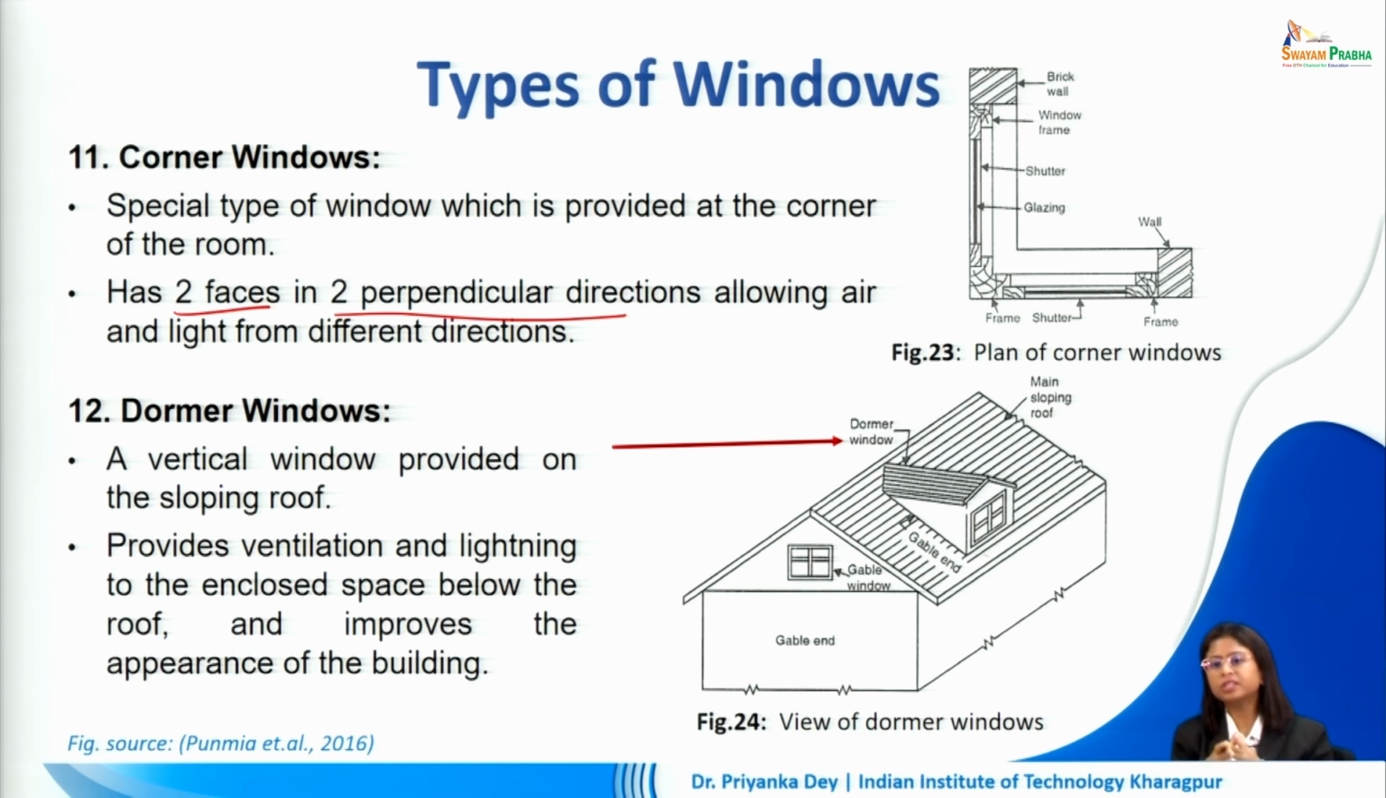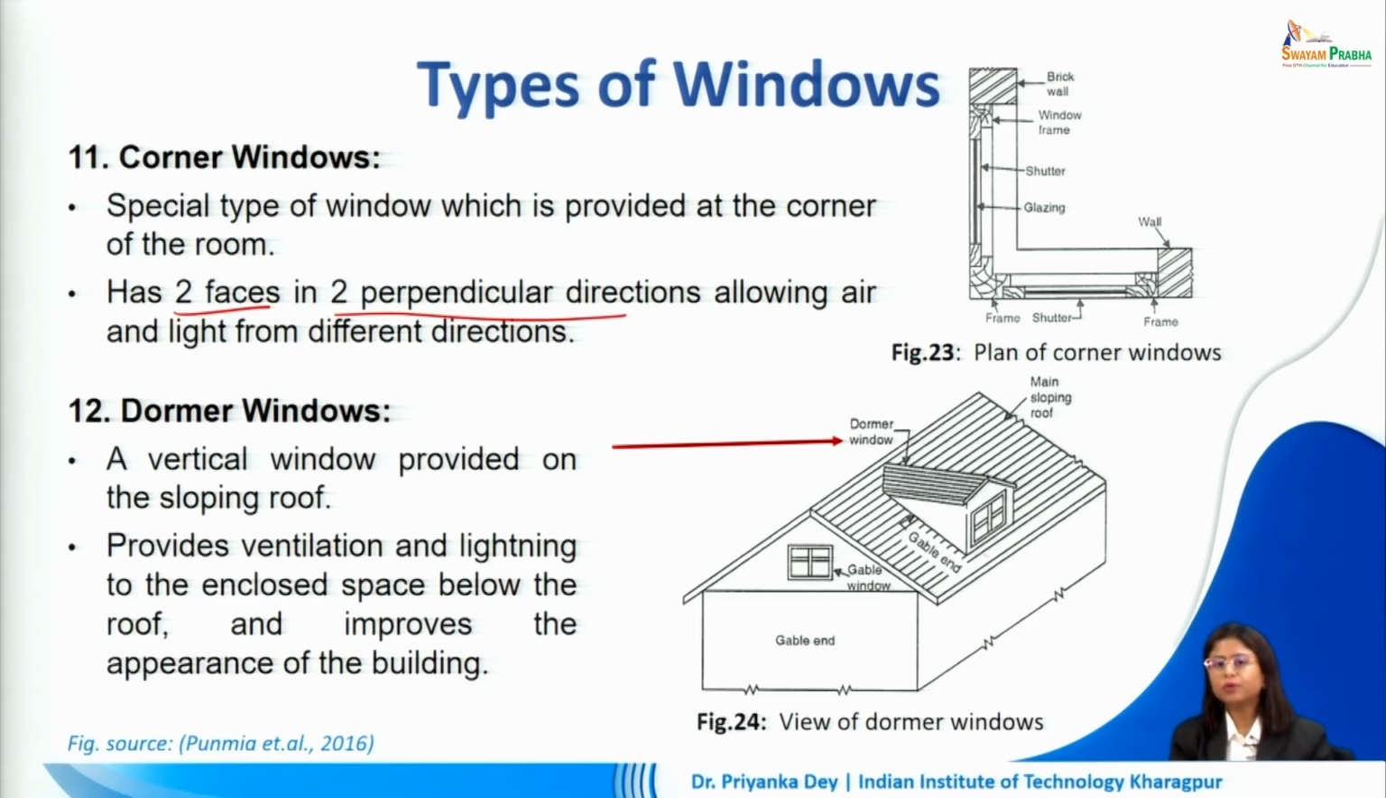So if we are at a juncture where we do not have a structural member in a particular corner of the room, like a column, we may opt for this type of window where we provide a corner window and we are able to get light and ventilation from two perpendicular directions at the same time. So depending upon the time of day, that can give us an advantage.